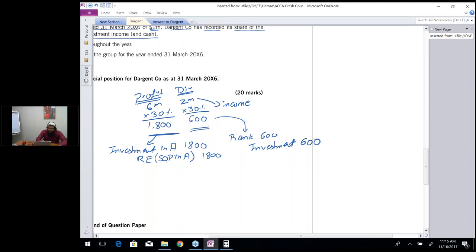Harsh is asking, what have I written in the bracket? It is share of profit in associate, SOP in A. Share of profit in associate.